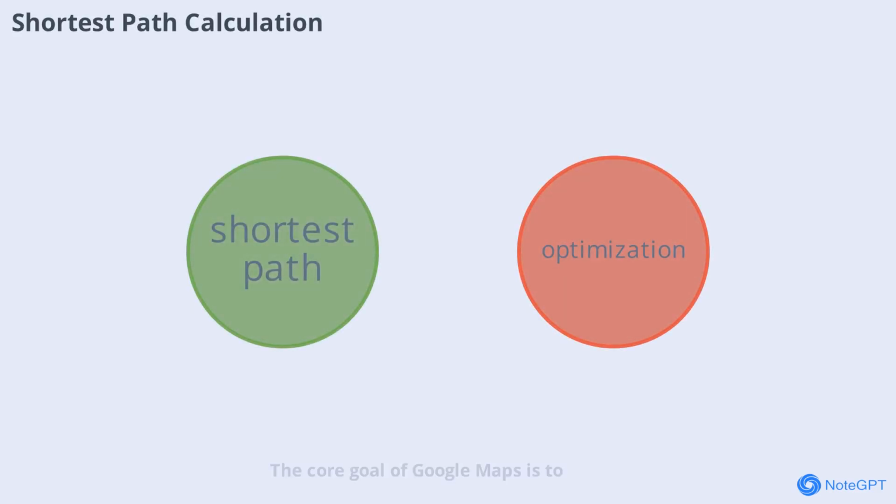The core goal of Google Maps is to calculate the shortest or fastest path between 2 points. By combining edge weights, real-time data, and optimized algorithms, the app delivers routes that minimize travel time and distance. This capability is the heart of digital navigation, guiding millions of users every day.